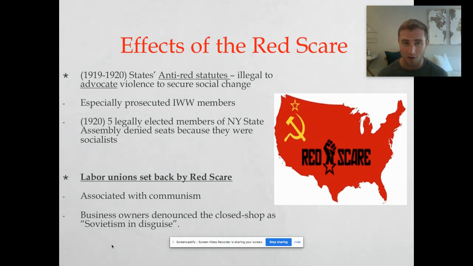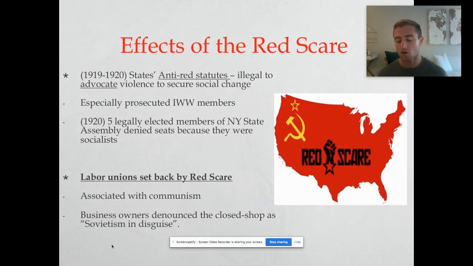Also in New York, 5 legally elected members of their state assembly were denied their seats just because they were socialists. There was a special assembly. 2 of them were actually allowed to take their seats. 3 of them weren't. The 2 that were allowed to take their seats resigned in protest. And so that's how bad it gets here in the initial years of the Red Scare.